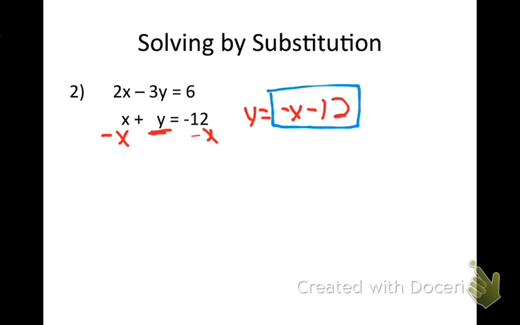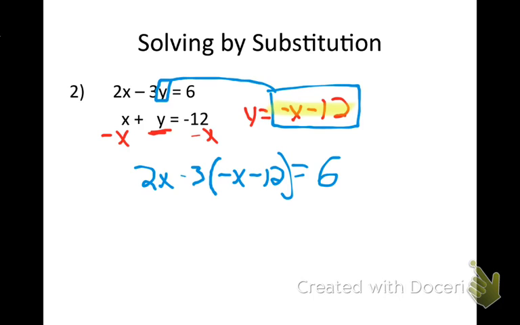Negative x minus 12. So what am I going to substitute in place of y, Sophie? Negative x minus 12, right? So I'm going to take that and substitute it right in, giving me now 2x minus 3 parentheses negative x minus 12. Again, plugging it in with parentheses so I can recognize when I need to distribute. Now, do I need to distribute here, Jack?